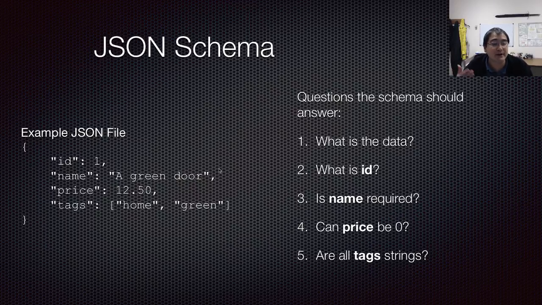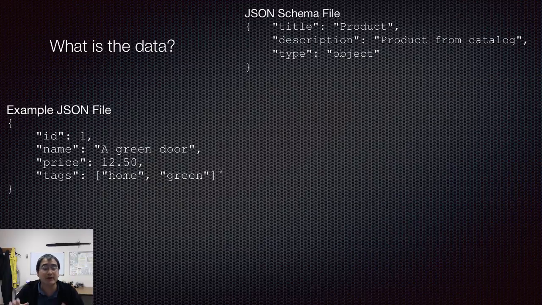So let's build a JSON schema. We can start by handling what the thing is, what the data is. We can say that for this schema, these things are products, and they are meant to be products from a particular catalog. And the base type for the JSON file should be an object. If you supplied a list, or excuse me, an array, or something else, it would be invalid. It would break the schema.